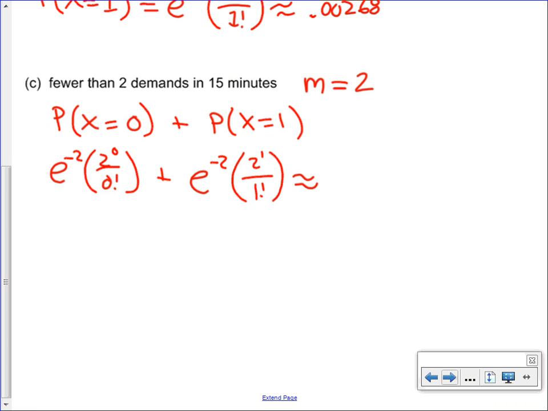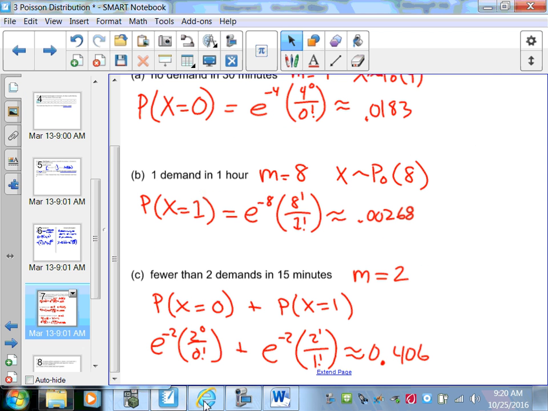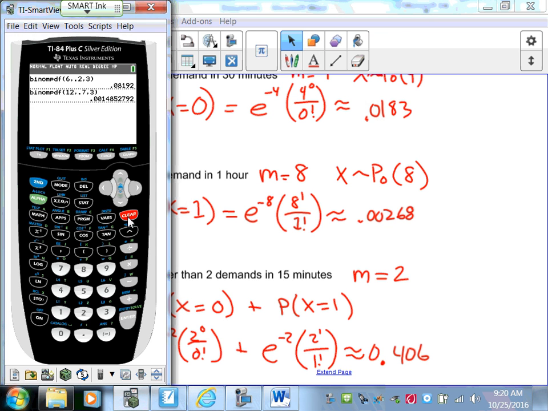Yes, sir. Now, question, are you using Poisson CDF? Oh, okay. What a good time to stop and use the calculator. Here we go. All right, let's recalculate these things, make sure we're good to go. Okay? So there we go.